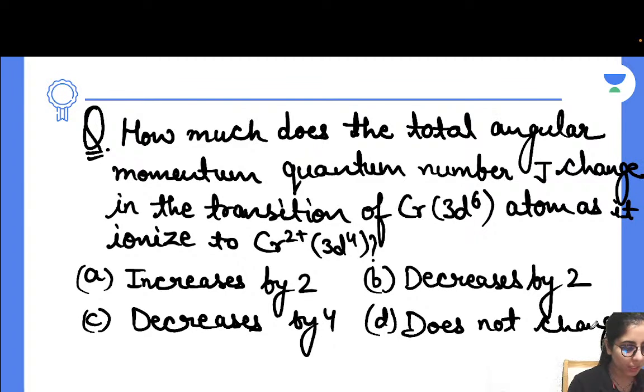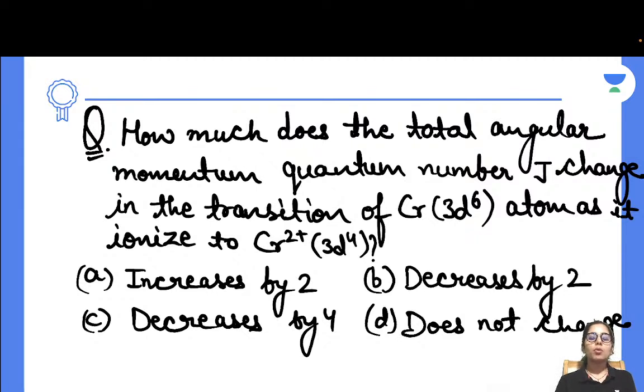Very good, Sakshi. That's great. Let me give you an idea for those who have not got the answer. How much does the total angular momentum quantum number J change in the transition of chromium, that is the 3d6 atom, as it ionizes to 3d4 as chromium 2 positive? How the value of J will change depends on how the corresponding ground state J values are changing, right? With the help of that, you can answer it.